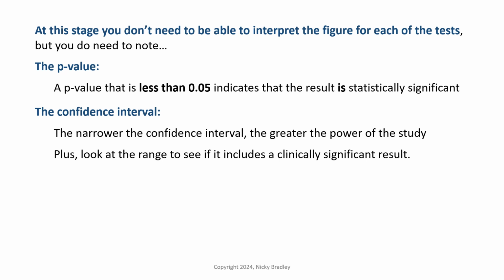The confidence interval, if you remember, should be quoted, and it tells us a couple of things really. If it's a narrow confidence interval, the study has greater power because there was a greater sample to produce that narrow confidence interval. It also gives us an idea about clinical significance because you can look at the range, the minus 2 standard deviation and the plus 2 standard deviation, and within that, is there a result that you really think is clinically beneficial?